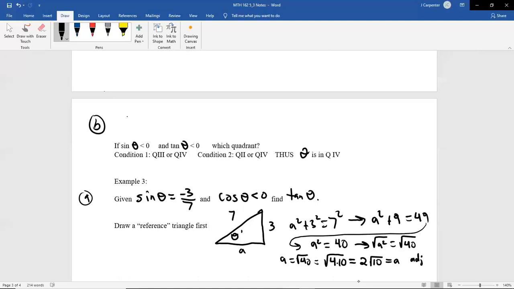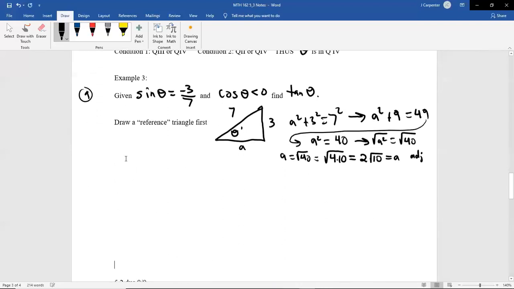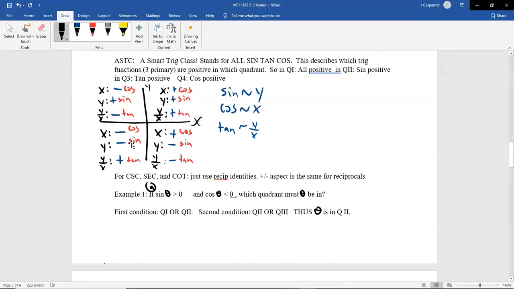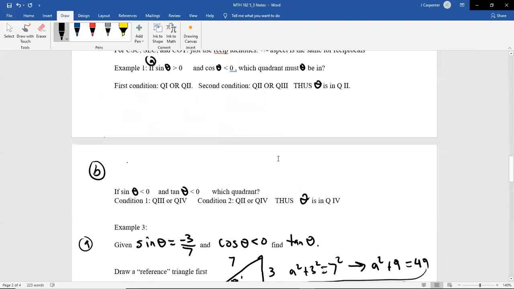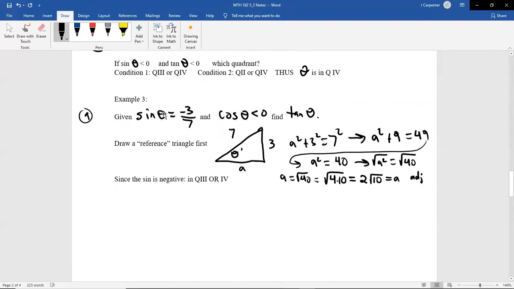So we said the sine was negative. Since the sine is negative, we're in quadrants 3 or 4. The same statement we said before based on a smart trig class. If the sine's negative, you have to be in quadrant 3 or 4 because you're going down. So that's what the first statement says, in addition to saying that the ratio of the opposite and hypotenuse is 3 to 7. It also says we have to be in either quadrant 3 or 4.